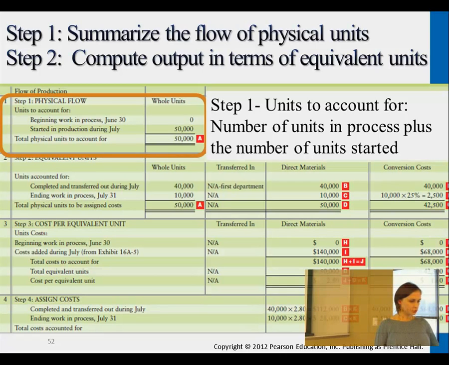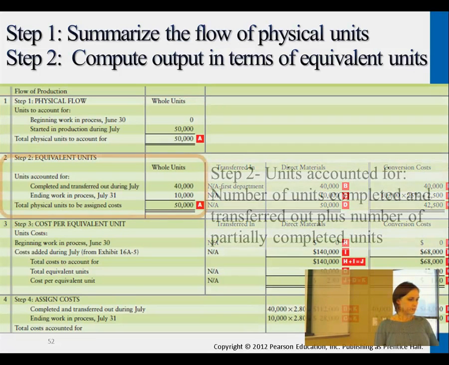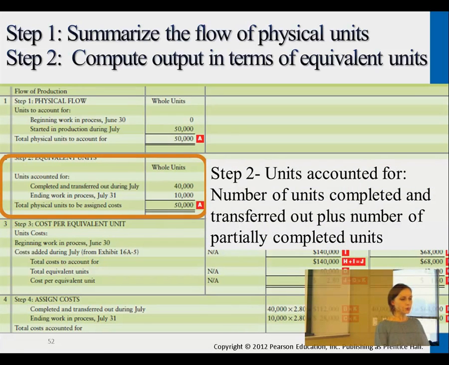What is step 2? Compute output in terms of equivalent units. I'm going step by step through the process. With this, we show what happened to the units in process during that period. A number of units completed and transferred out, plus the number of partially completed units. Out of that 50,000, we have 40,000 that are completed and transferred out, and the remaining 10,000 are only partially completed as of July 31st.